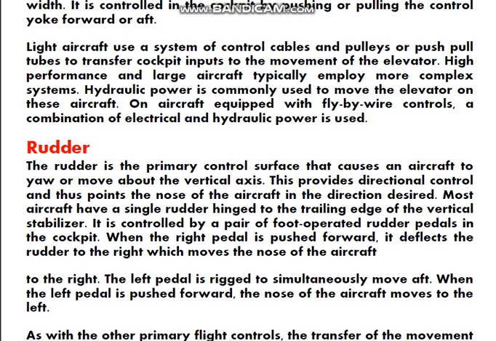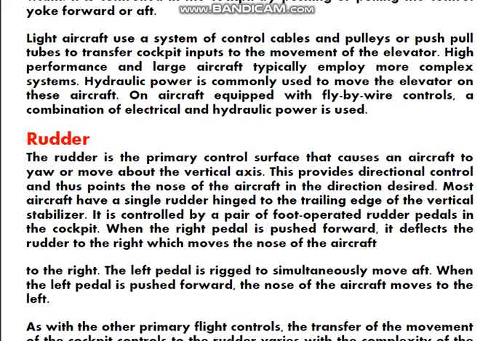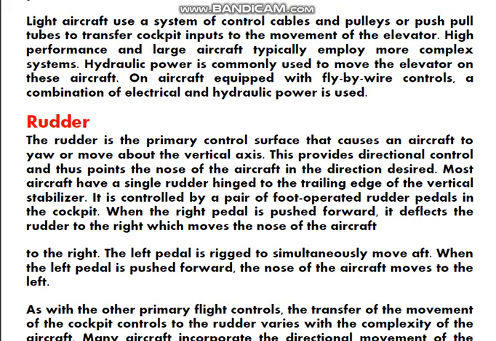Light aircraft use a system of control cables and pulleys or push-pull tubes to transfer cockpit inputs to the movement of the elevator. High-performance and large aircraft typically employ more complex systems. Hydraulic power is commonly used to move the elevator on these aircraft. On aircraft equipped with fly-by-wire controls, a combination of electrical and hydraulic power is used.